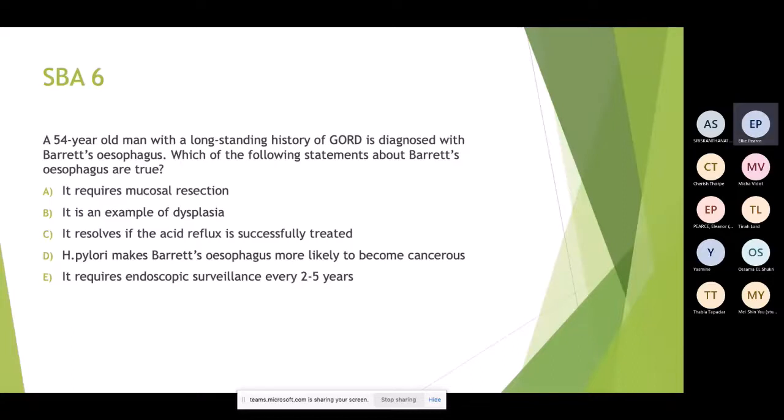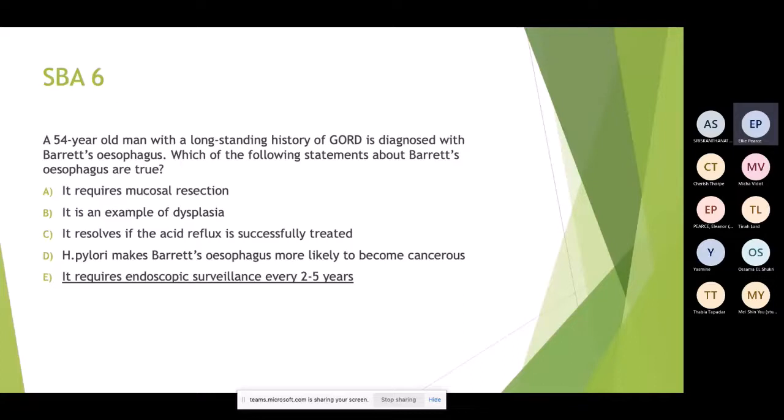Okay, great. So the answer is actually E. Quite a few people said B. Barrett's is not dysplasia, Barrett's is metaplasia, and we'll come on to that in a moment. And I think someone was also mentioning C. Unfortunately, Barrett's doesn't resolve even if you treat the reflux.